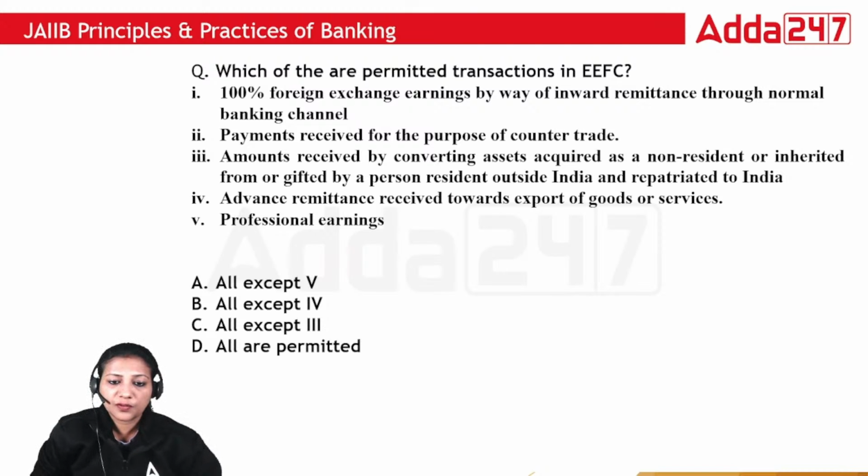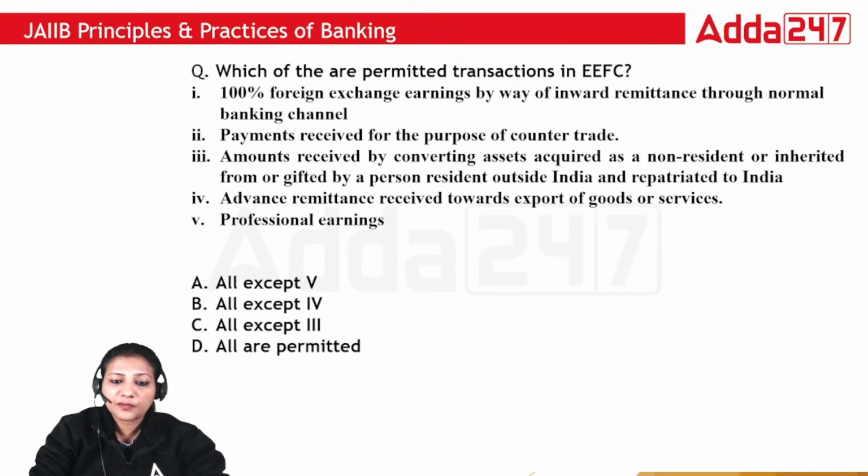Payment received for the purpose of counter trade. Amounts received by converting assets acquired as a non-resident or inherited from or gifted by a person resident outside India and repatriated to India. Advance remittances received towards export of goods or services or professional earnings. All except 5, all except 6, all except 3, or all are permitted.